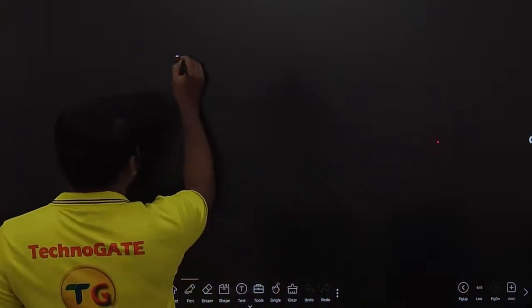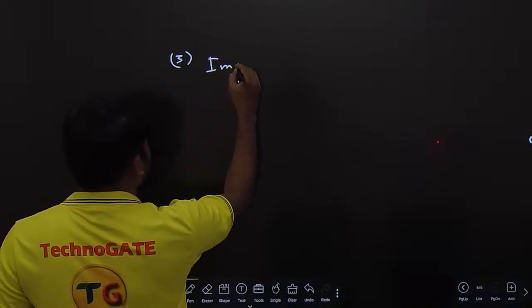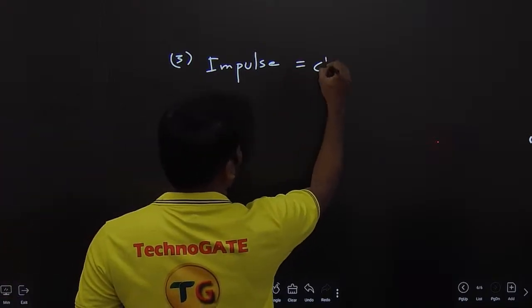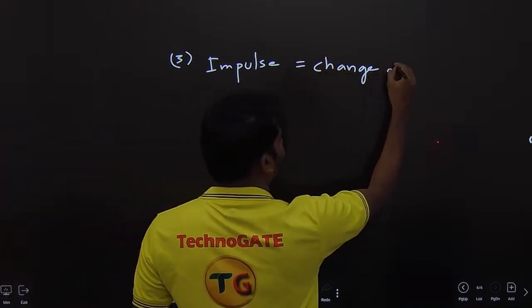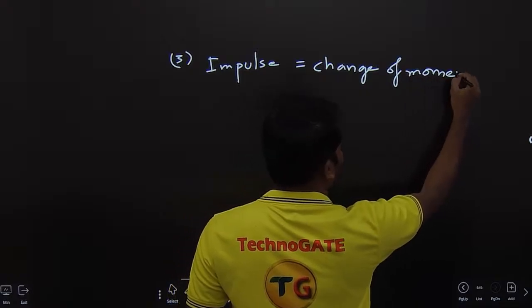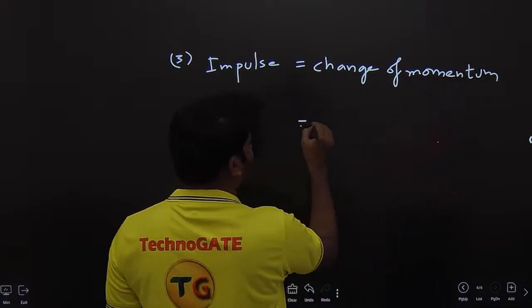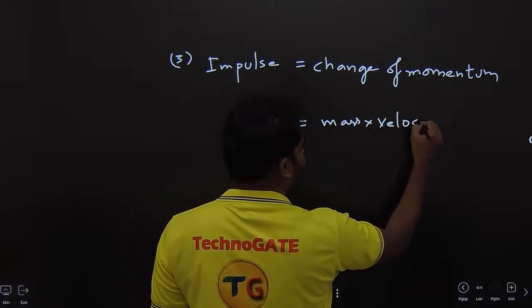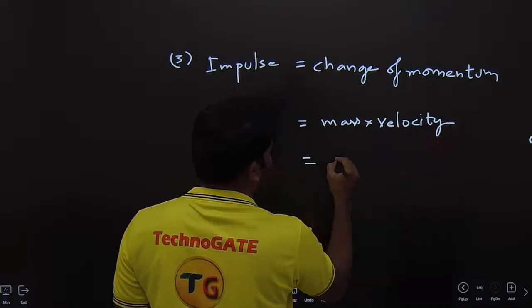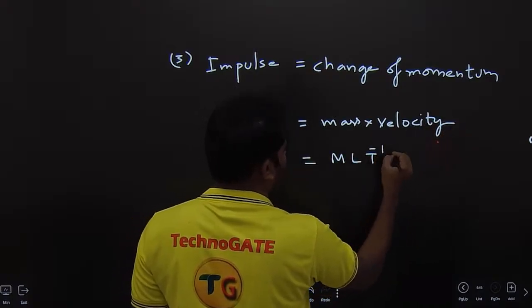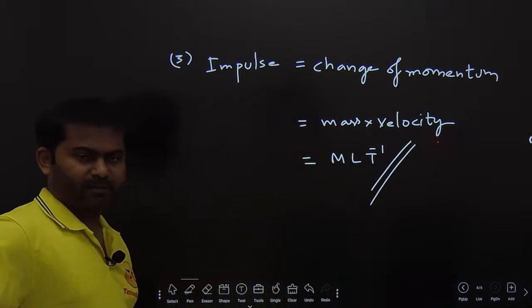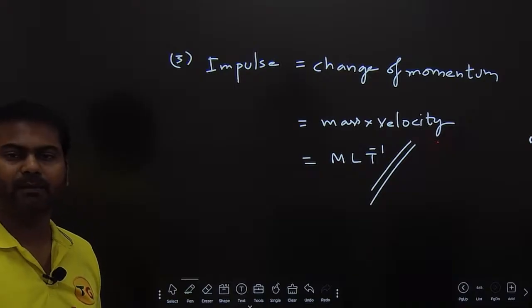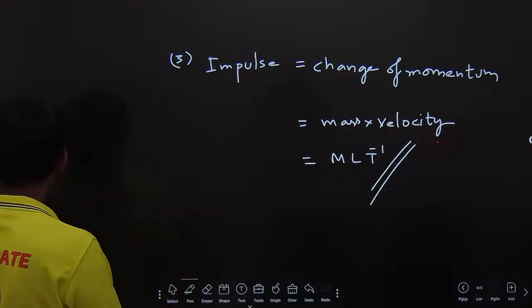Now let me proceed to the third one. The third one within this one is given as impulse. Is it impulse? Let me check. Yes, impulse is equal to change of momentum. Change of momentum is also having units of momentum only. So mass into velocity. So mass is M, velocity is LT power minus 1, and it is matching. It is matching with the required condition, that is which of the ones has dimensional formula as MLT power of minus 1. So the answer is option number 3.